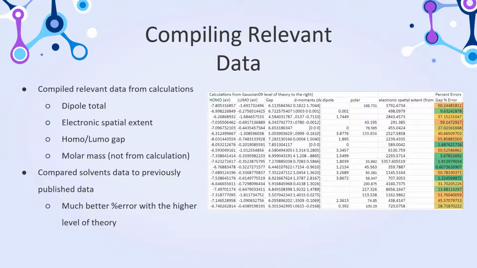The calculations produced a lot of data for the solvents, but not all of it was relevant to the project's goals. I scanned through the output files from Gaussian to find the dipole total, electronic spatial extent, polarizability, and the HOMO and LUMO. I compiled all of this data into a spreadsheet where I could calculate the HOMO-LUMO gap and compare the data to the previously recorded results. These results matched much closer to the data I was using for comparison, so we felt comfortable using it as input for the regression models.